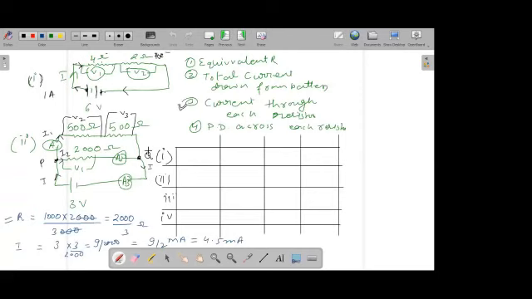So I will tell you now. Okay, so I'm redrawing the circuit and solving it completely. Or let me show it to you here only.